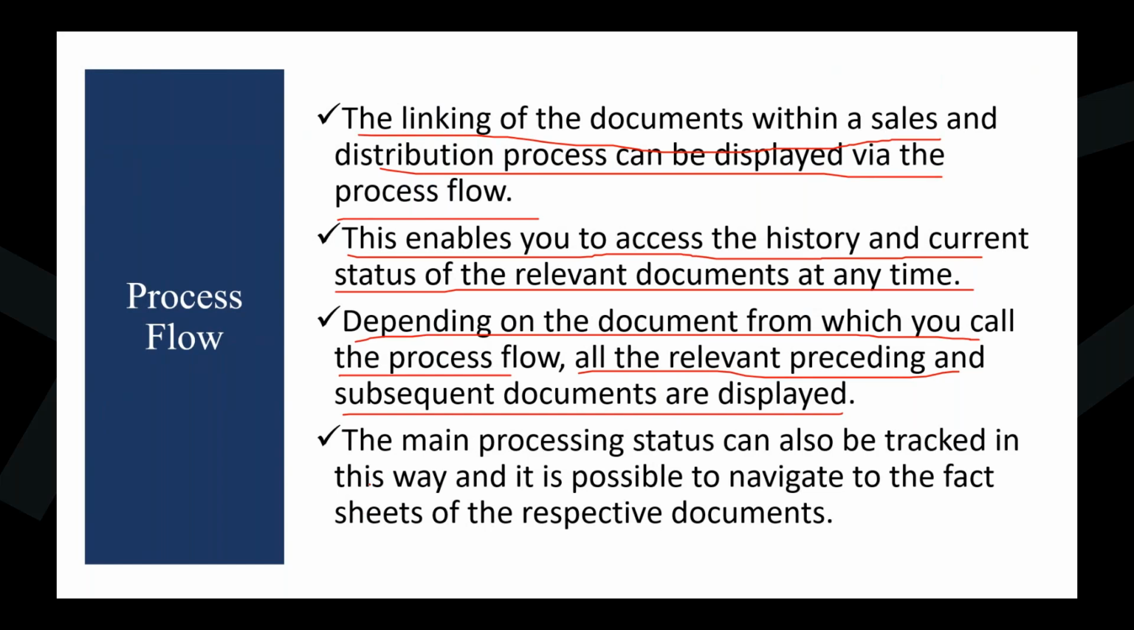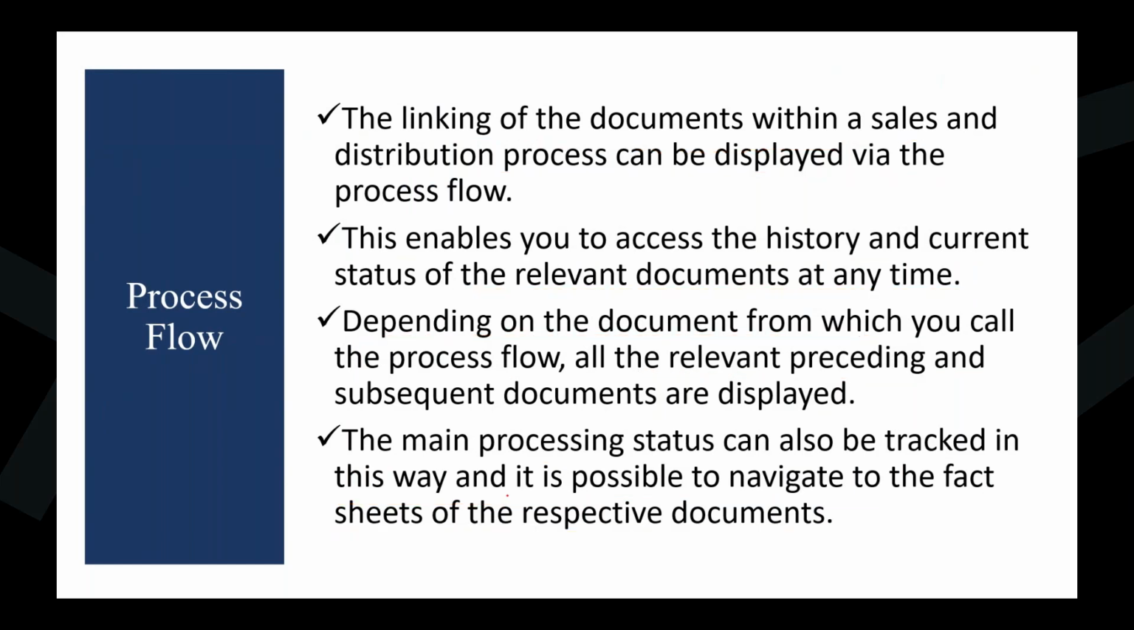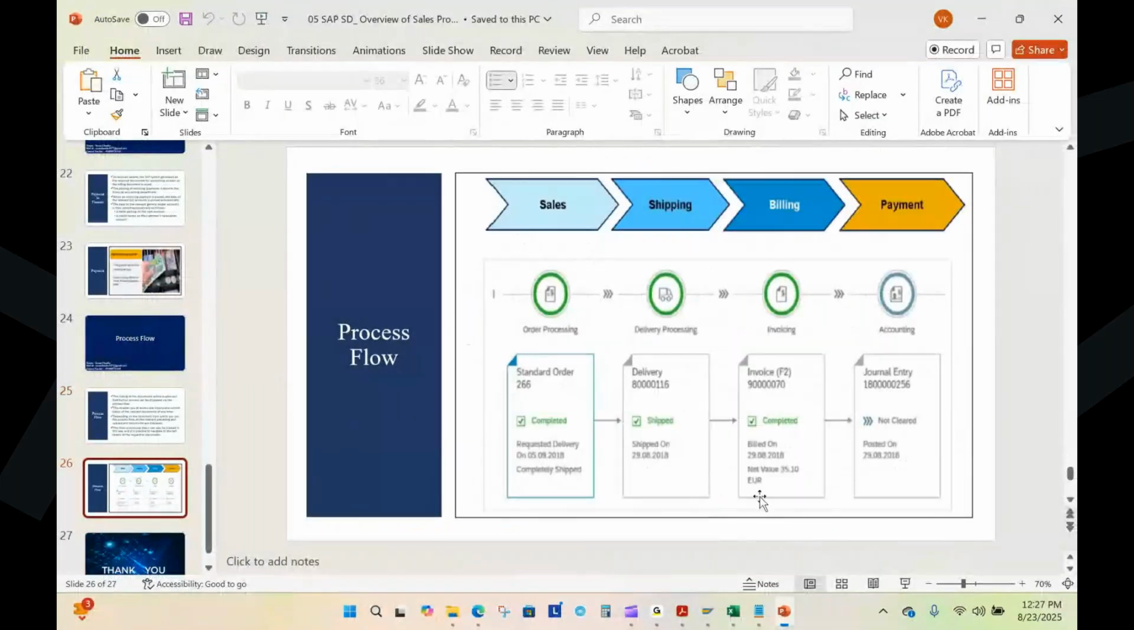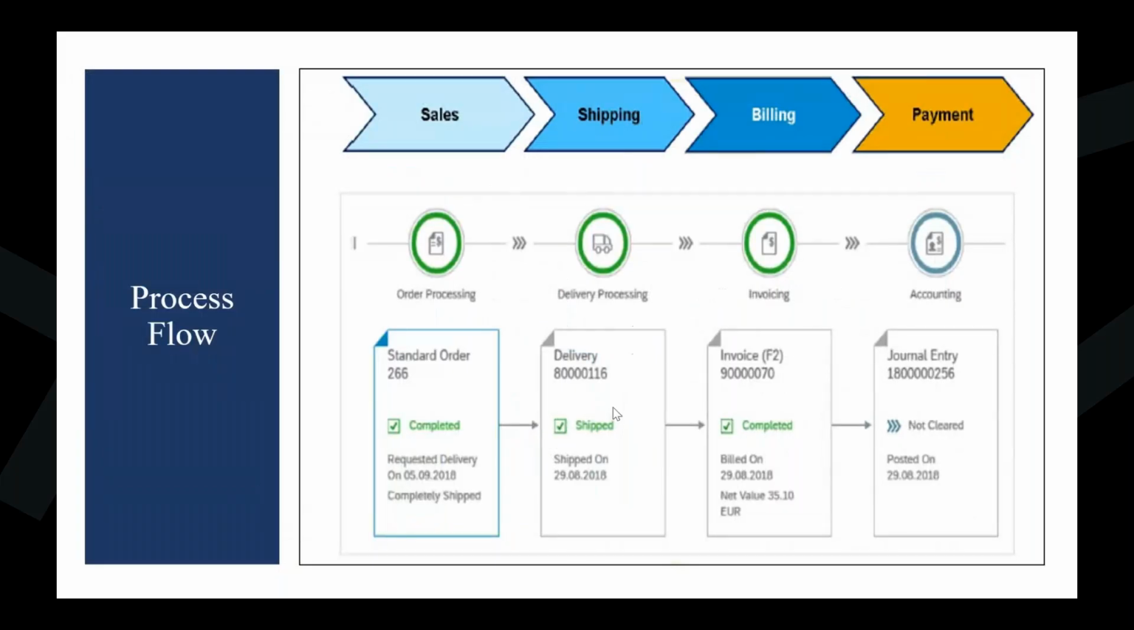Okay. The main processing status can also be tracked in this way, and it is possible to navigate to the fact sheets of the respective documents. From there you can go to the respective documents. I'll show you this. So how to see the process flow? The process flow will look like this one.